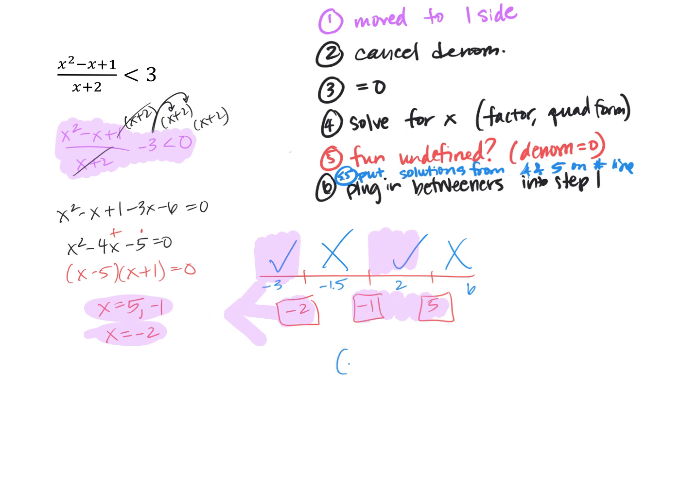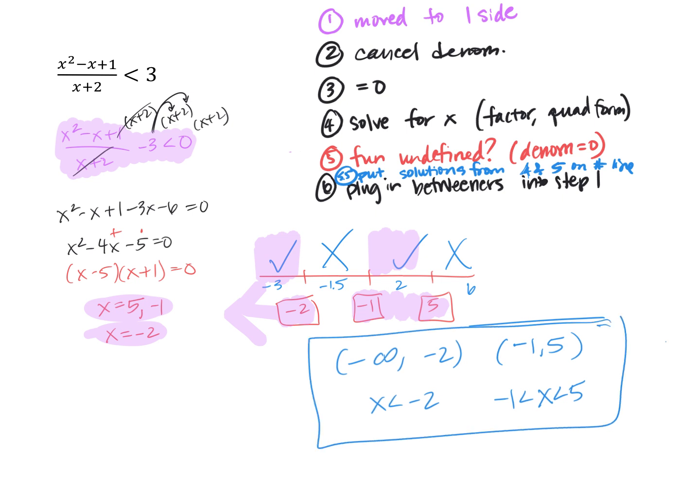So a couple of different ways we could write that. Negative infinity to -2, and from -1 to 5. Or some people might say x is less than -2, or x is between -1 and 5. I would take either one of those. Does it matter if we say like and or? Nah.